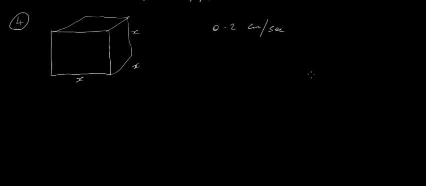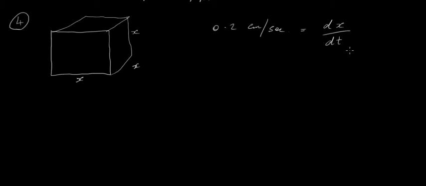So what does that mean? The side lengths are expanding at a rate of 0.2 centimeters per second. That is really dx/dt. That's the rate at which x, or the lengths, are expanding, dx/dt. So we know that.